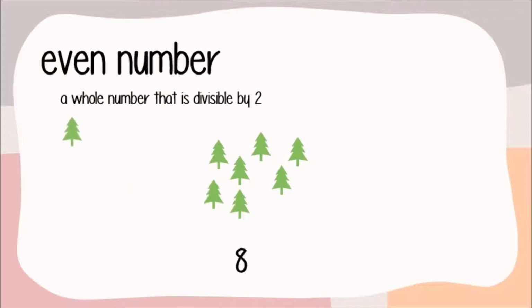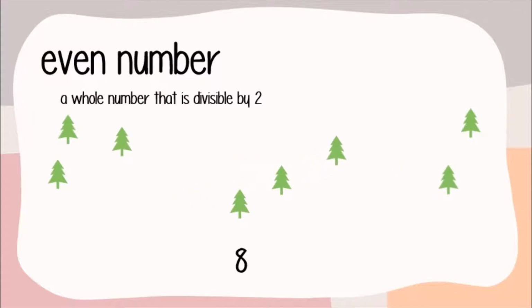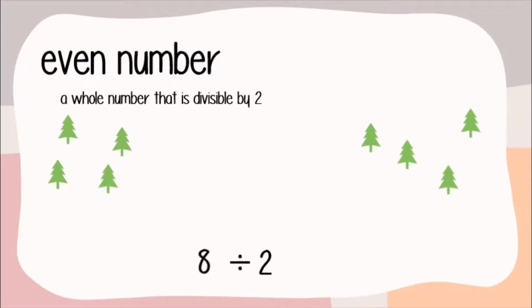Wait, are those trees moving? Yes, they are. 1, 2, 1, 2, 3, 3, 4, 4. We can see that each group has 4 trees each. In symbols, we write this as 8 divided by 2 equals 4. Since there is nothing left, we say that 8 is an even number.